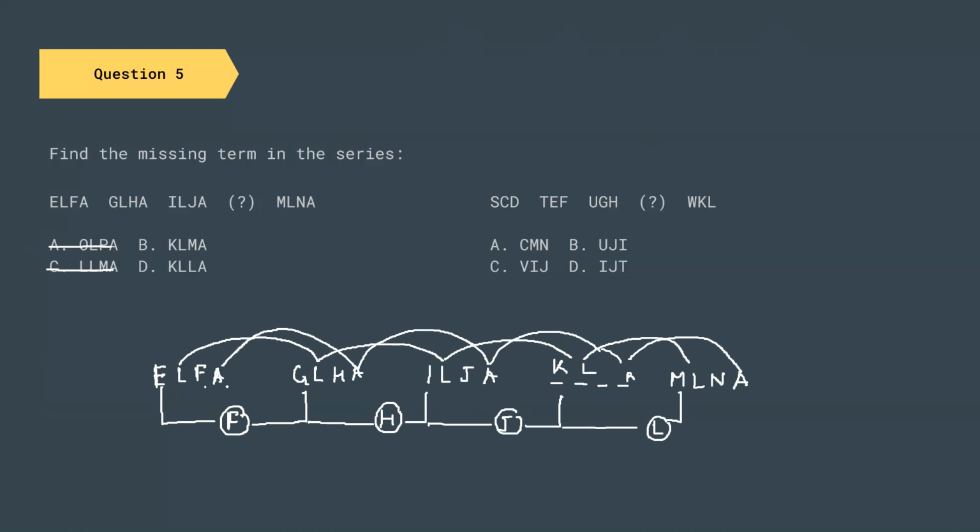Now let us come to the last, that is the third letter. So here we have written F, and F is actually written as the third letter. H will be written as our third letter. J will be written as our third letter, and L is going to be written as the third letter, and so on and so forth. So the correct option is KLL, and option B is also eliminated.